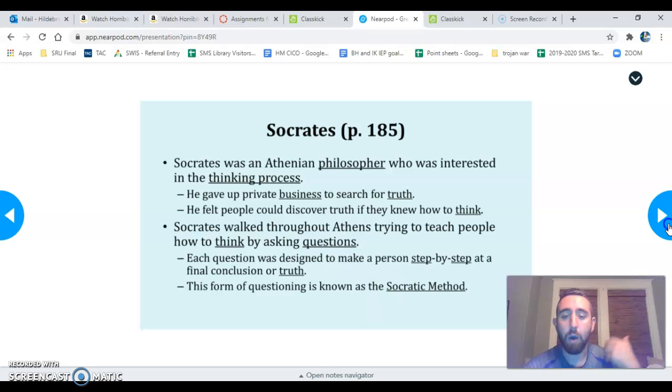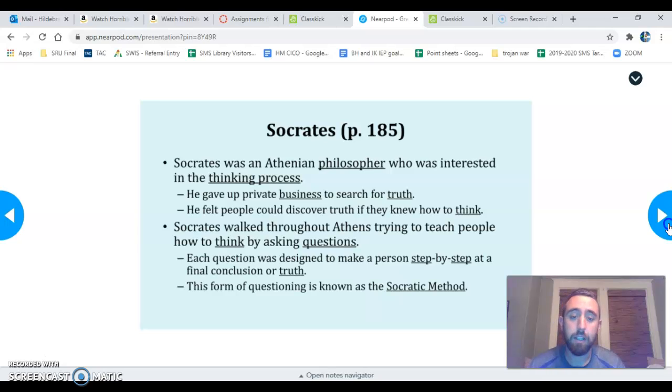He was really interested in how people thought. He used to run a business, and he actually gave that up to become a full-time philosopher, to search for truth and to teach people. He thought that if people could discover truth, if they knew how to think, if they went through the mental processes the right way.